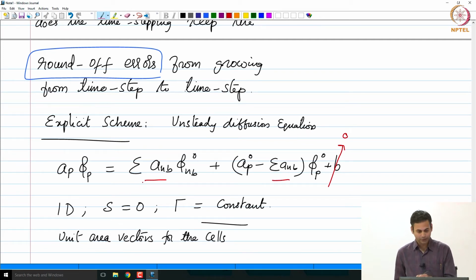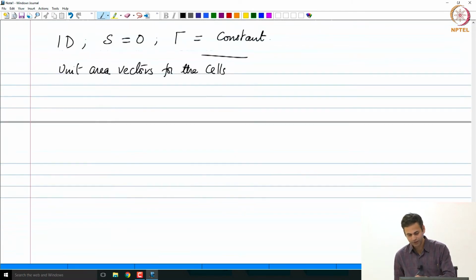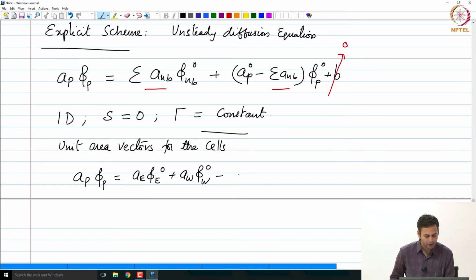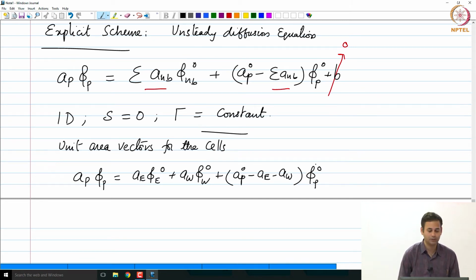Okay. Fine. So, let me write down the corresponding equation, a simplified equation. That would be A p phi p equals A east phi east 0 plus A west phi west 0 plus A p 0 minus A east minus A west times phi p 0, right. That is all we get for a 1D no source constant gamma.